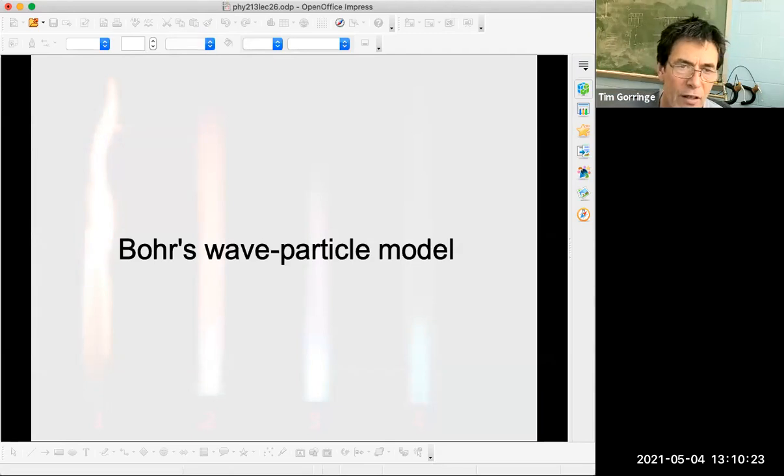At that point, there was kind of a race in what we would call quantum physics, or physics of atoms and molecules. And the scientific race was to explain, understand these line series. And it was Bohr's wave-particle model of the atom that first explained these line series. And so now we're going to turn to this kind of third topic.